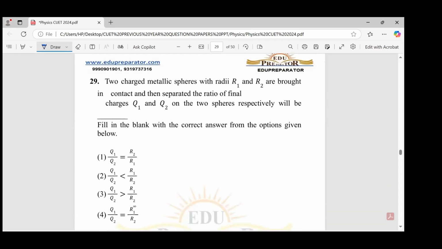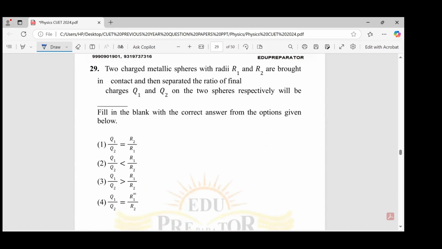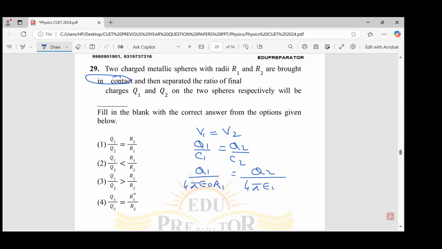Let us move further with question number 29. The two charges are brought in contact. Again, search for the golden word. Brought in contact means potential of 1 is equal to potential of 2. And once the potential is the same, we have charge upon capacitance, charge upon capacitance. And we know for spheres, the charges are 4 pi epsilon naught R1 and 4 pi epsilon naught R2, right? So we have the fourth as the correct option.